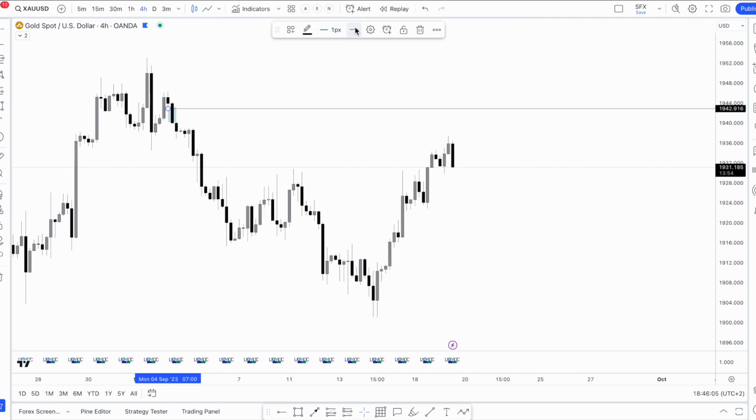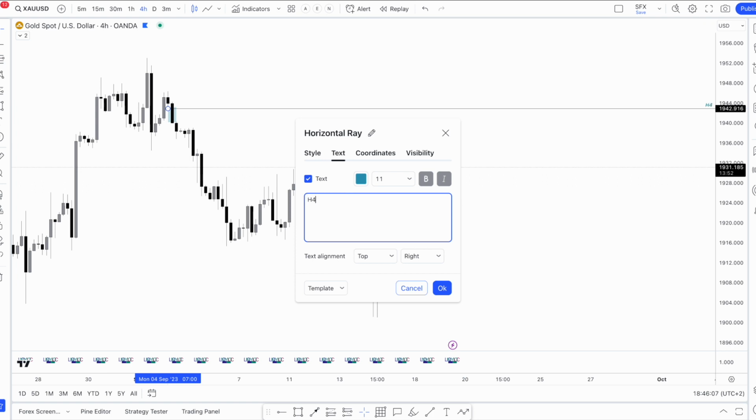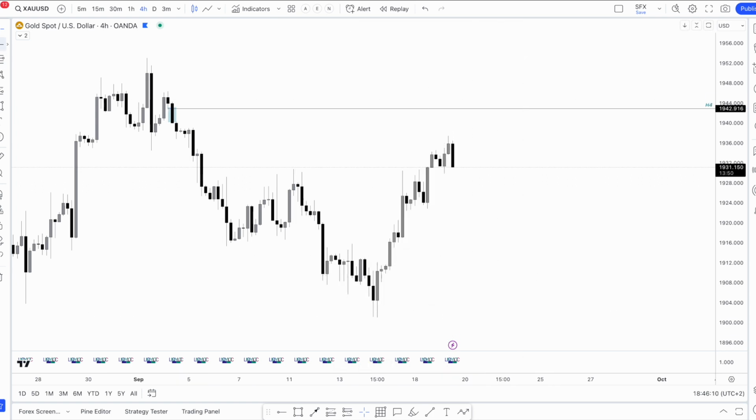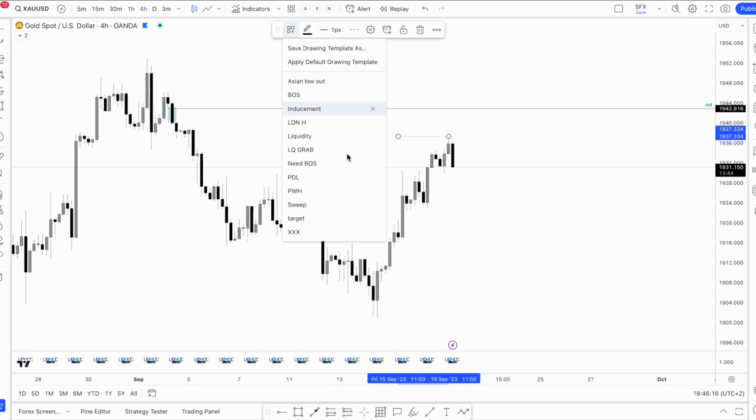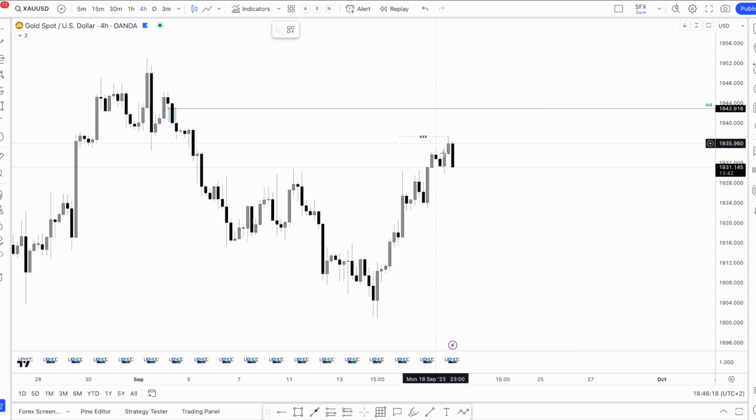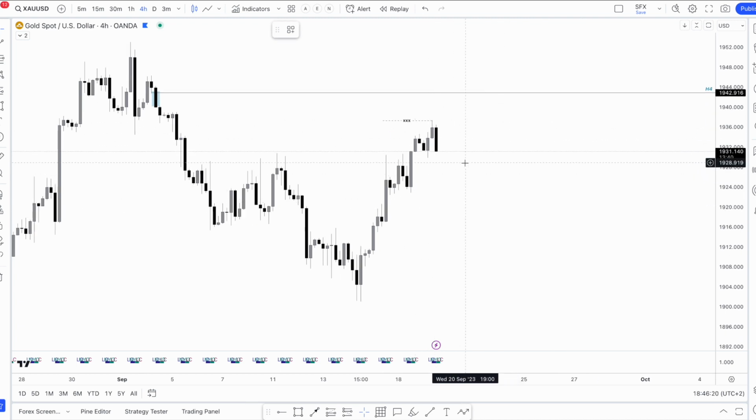So I'm going to mark that up as an H4. I know what this is. We definitely have liquidity above this high today. It's the high of the day, so I'm going to mark that up as this. As to where gold can go, definitely those lows, right? Definitely those lows, and then turn around, but we're going to see.